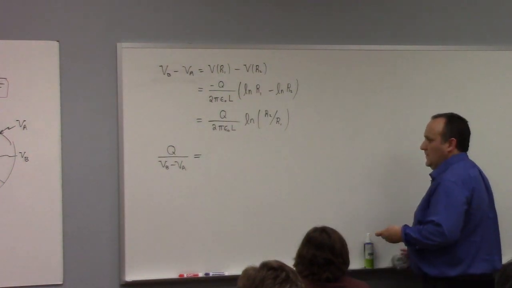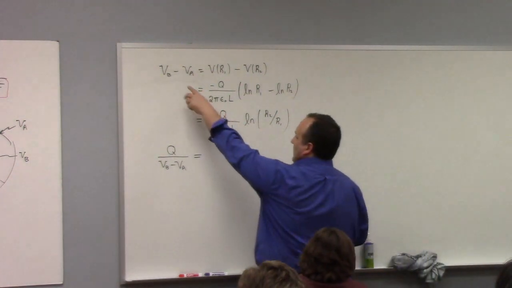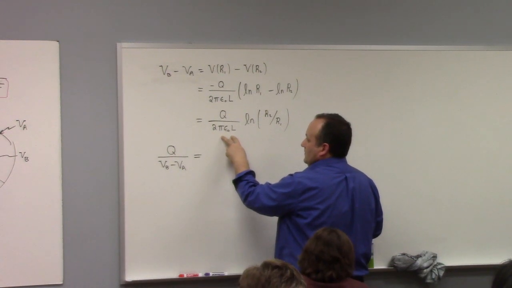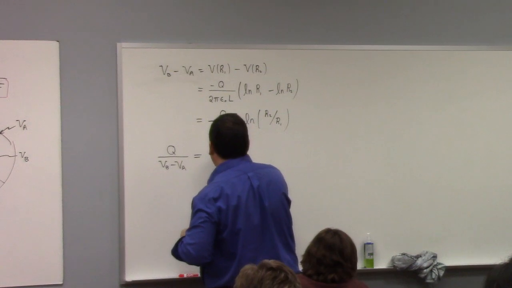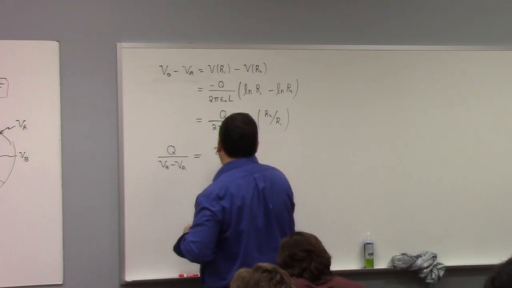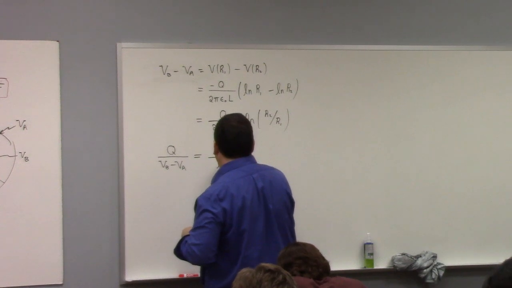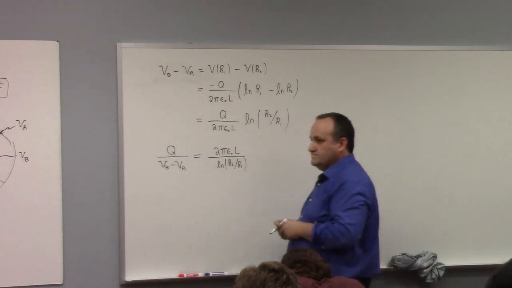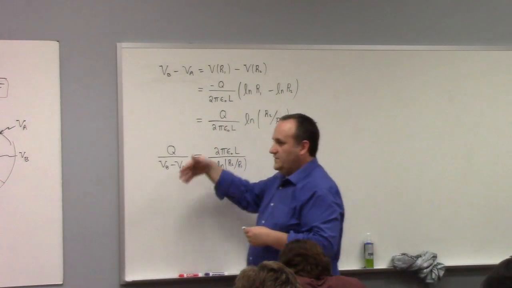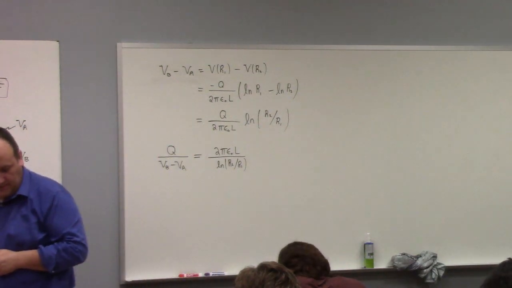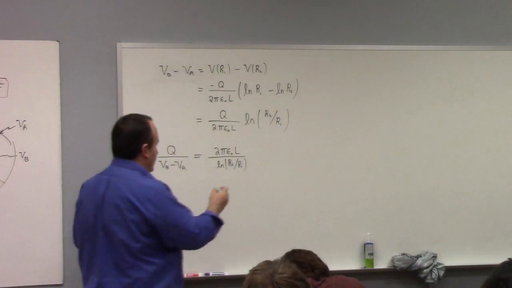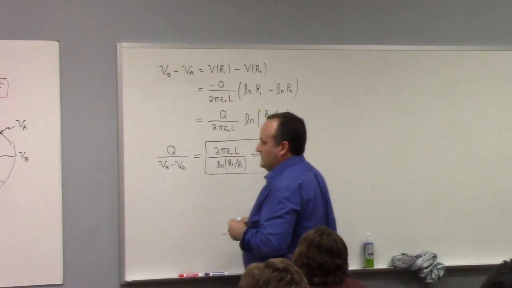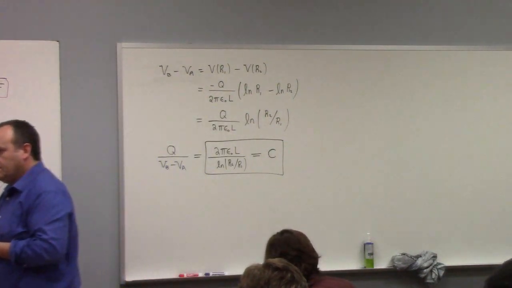I'm bringing this over to here, which means I should have the 2 pi epsilon naught L in the numerator, and then I believe I will divide by the log of the ratio of the radii. Lo and behold, we have the ratio of the charge to the voltage, and this is therefore the capacitance. So here we go. This is the formula for the capacitance for a cylindrical capacitor like this.